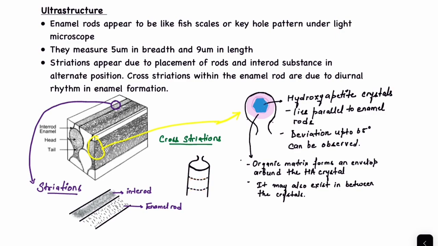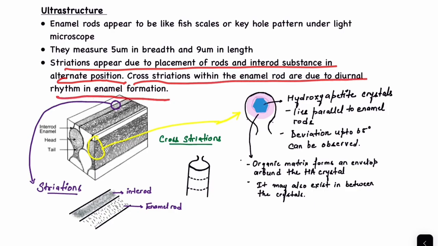Enamel rod due to rhythmic enamel formation. So this is what's written over here. Striations appear due to placement of rods and interrods in alternate positions. Cross striations within the enamel rod due to diurnal rhythm in enamel formation are also present.